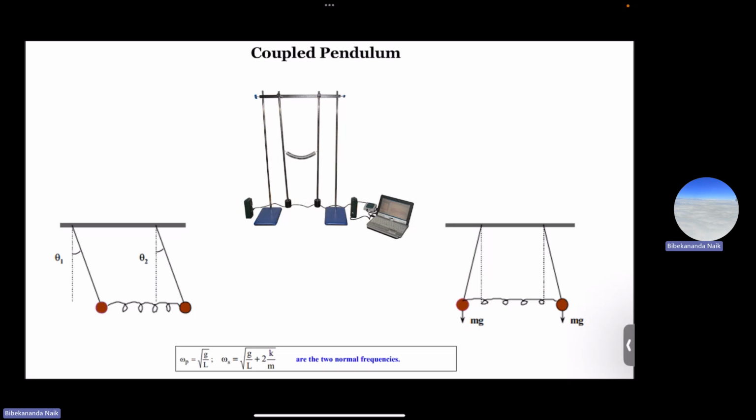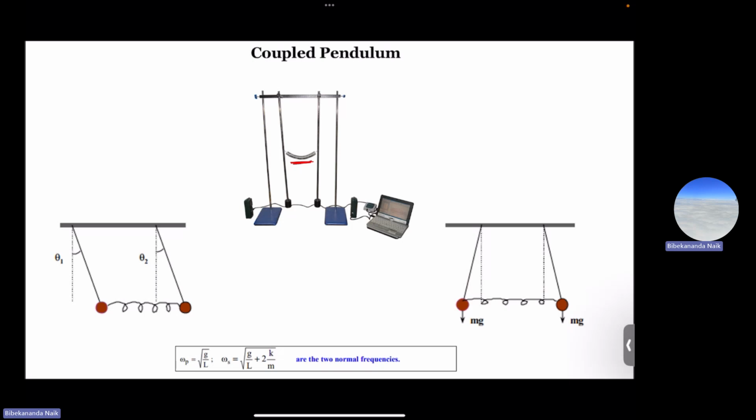Experiment that was covered in the week's content, coupled pendulum and Pohl's pendulum. Pohl's pendulum is a forced oscillation. Coupled pendulum: two pendulums are coupled with the help of a spring. So there will be theta 1 and theta 2 depending upon the spring.